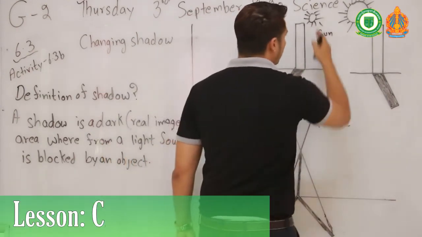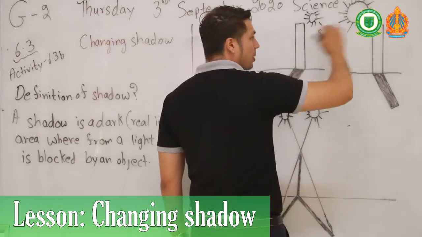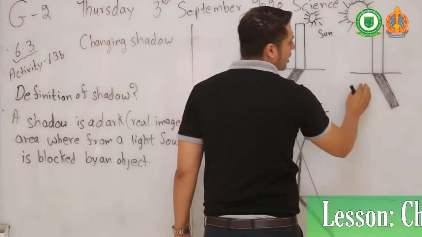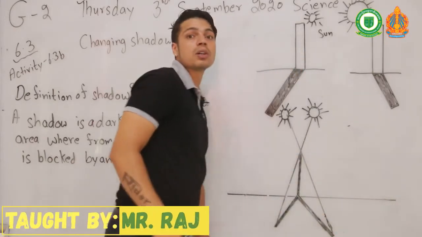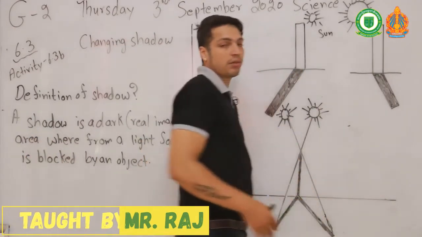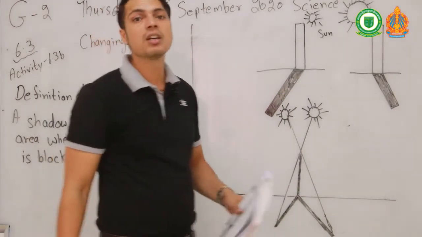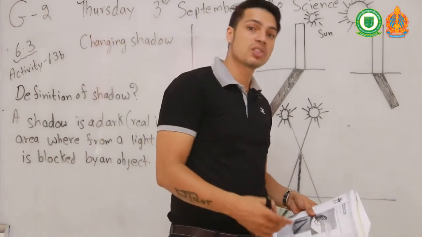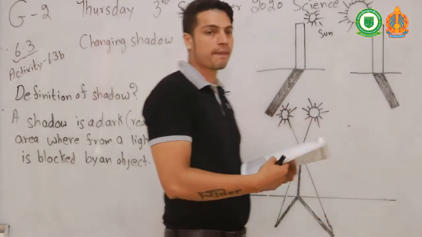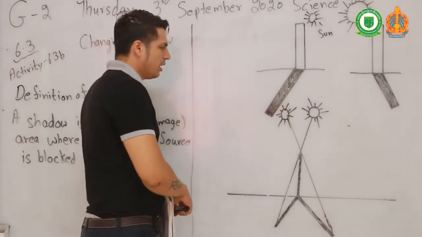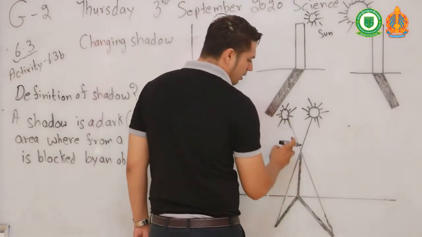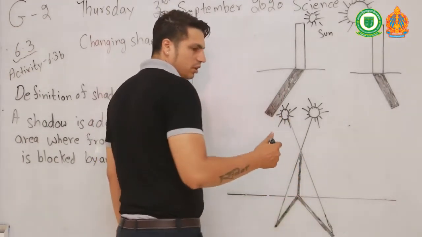So when the earth spins, the sun goes on the other side, like here. Now the sun is here, you can see the shadow has changed. So when the sun changes its position, the shadow also changes. You can see the shadow on this side. So, shadow and sun, this activity.